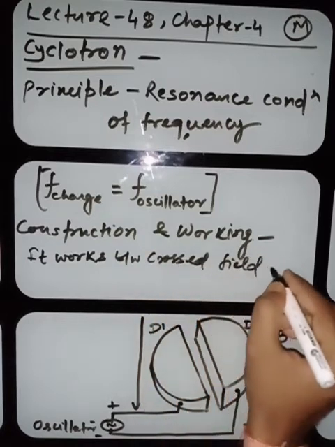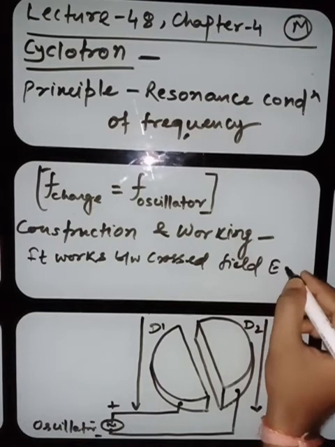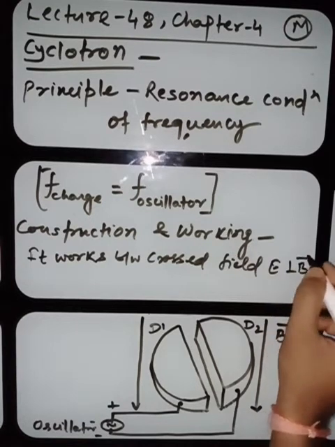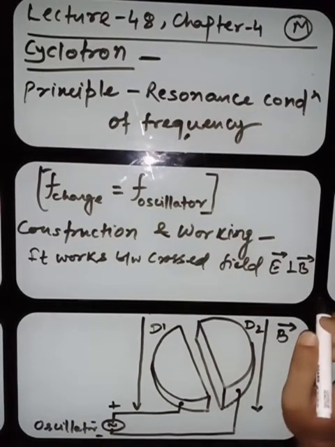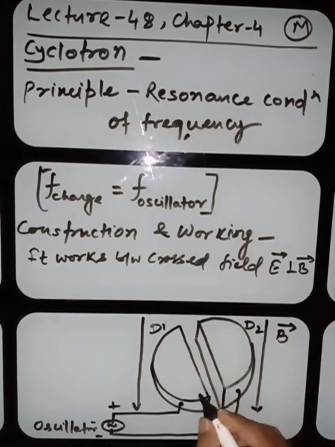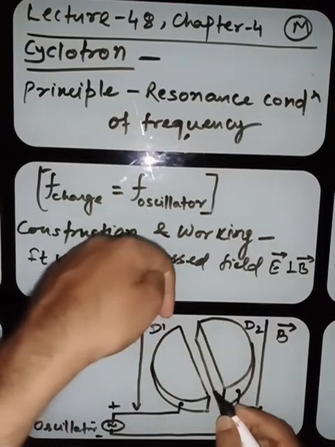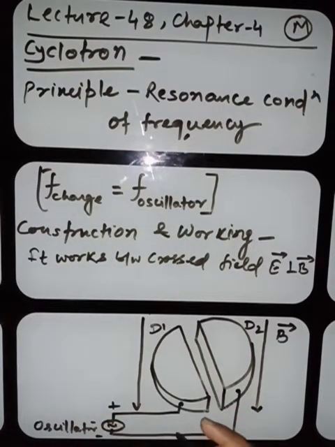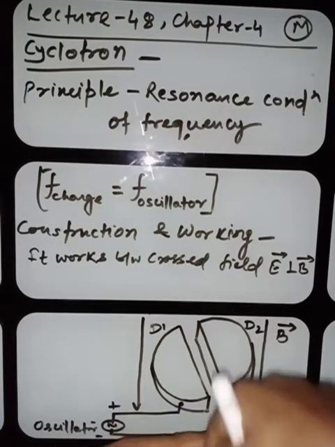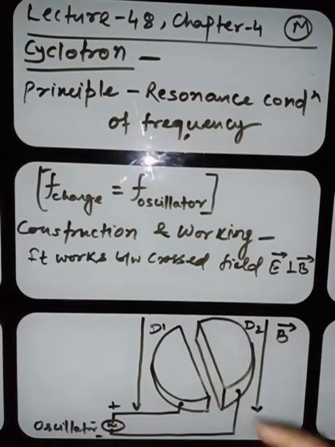What does it mean by the cross field? That is E perpendicular to B. Yes, you must remember: electric field perpendicular to the magnetic field. You can see if the electric field is maintained in this direction and the magnetic field is from here to here, it means the electric field and magnetic field are perpendicular to each other. This is the electric field and this is the magnetic field. Both are perpendicular to each other.